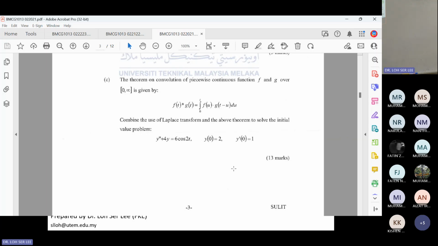Okay, you have to understand what it wants. Combine the use of Laplace transform, because actually we can solve this by using the variation of parameters or the undetermined coefficients method. But since it wants you to use the Laplace transform, you have to use Laplace transform. And when it comes to the inverse Laplace, you have to use this convolution theorem. This is what the question is.